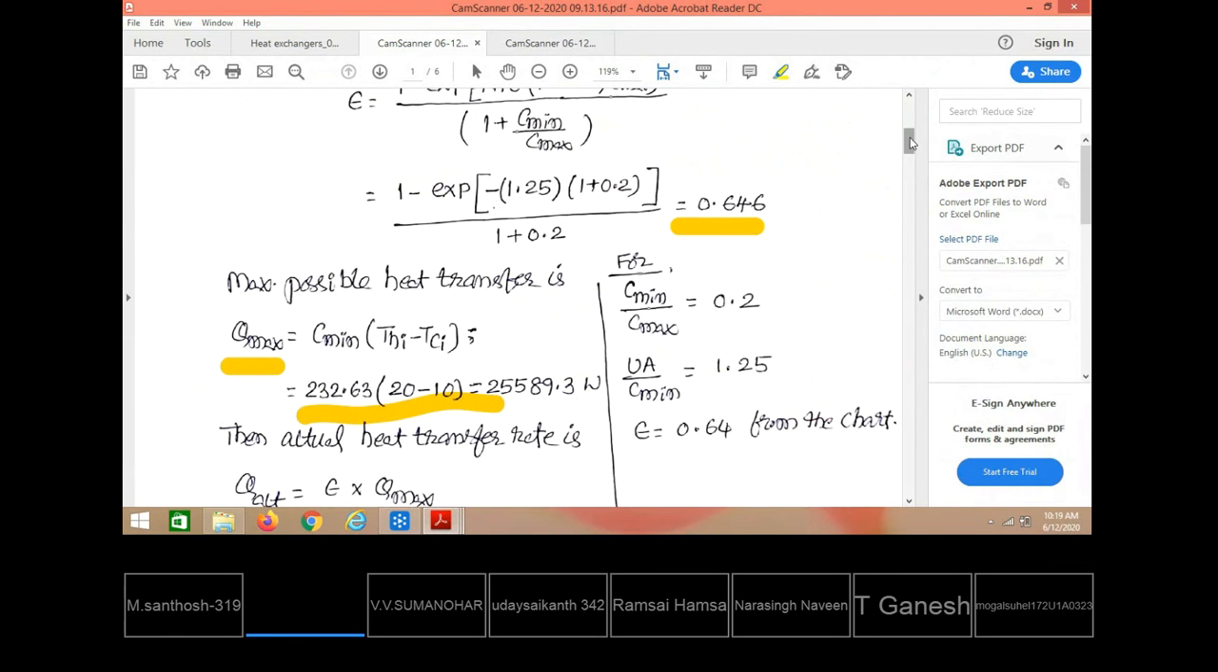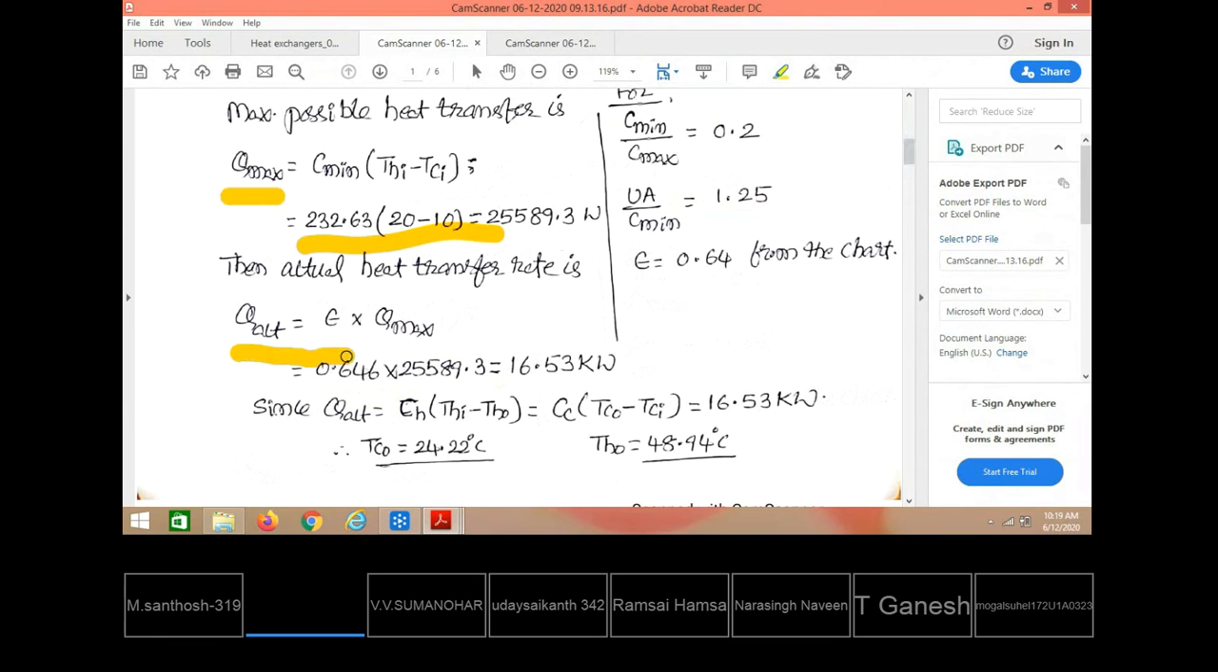Then Q actual is calculated as Q actual equal to effectiveness times Q maximum. So the Q actual is calculated like this, by equating based on hot fluid, CH into THI minus TH naught, also equated to, based on cold fluid, CC into TC naught minus TCI. So all the things are known, except TC naught and TH naught. Those I have estimated. In the problem they also asked you to calculate what is TC naught, what is TH naught, and what is the effectiveness value. So this is the analytical way of solving the problem.